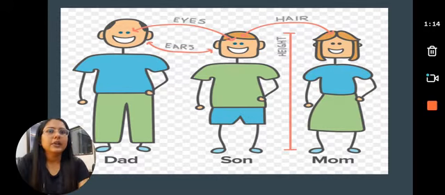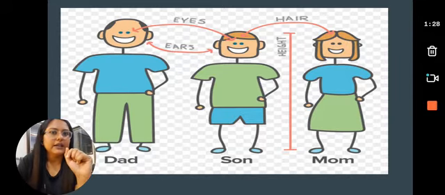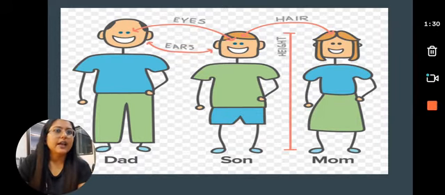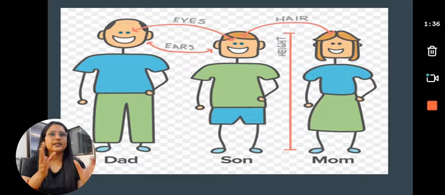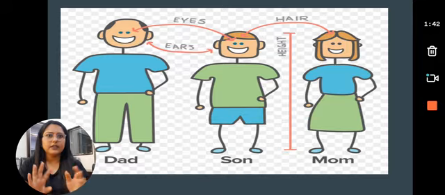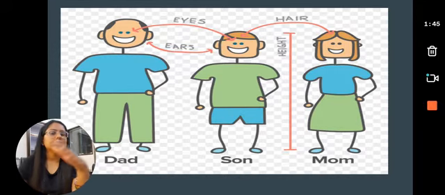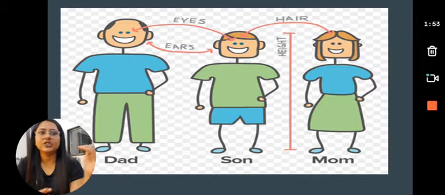Let's take an example. In this example, as you can notice, dad, son and mom are sharing some common features, some common traits or characteristics. Dad and son have similar eyes and ears, while son and mom have similar color of hair and height. So these hereditary characteristics are eyes, ears, hair and height. Yes, these are the four hereditary characteristics, and in this picture the son has received the characteristics of eyes and ears from dad, and from mom he has received hair and height.